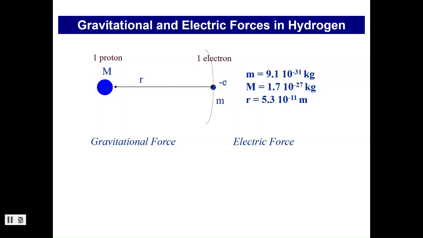Additionally, the charge on these, it's kind of hard to see there, is a positive e and a negative e. Remember that e is that 1.6 times 10 to the negative 19 coulombs for that elementary charge. So if we were to use those equations and calculate the gravitational force and the electric force, we are going to use r to be 5.3 times 10 to the negative 11th meters.